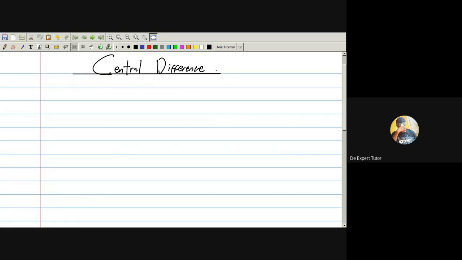Now, to solve for central difference, this is the formula we'll make use of.